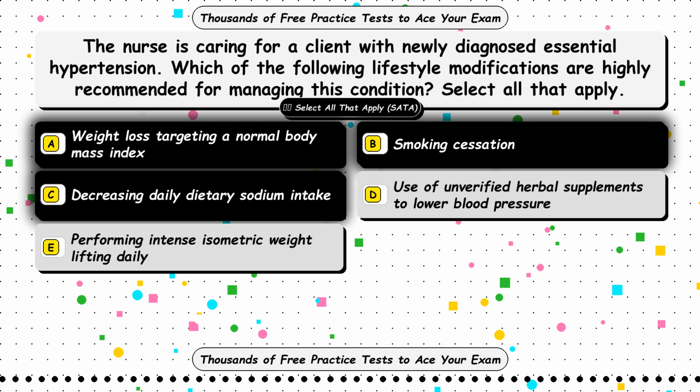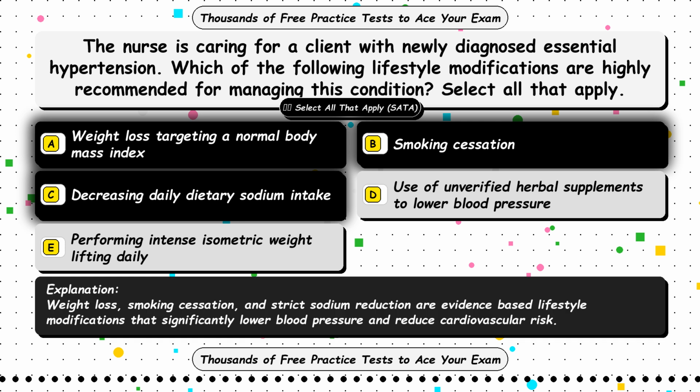The correct answers are options A and B and C, weight loss targeting a normal body mass index, smoking cessation, decreasing daily dietary sodium intake. Weight loss, smoking cessation, and strict sodium reduction are evidence-based lifestyle modifications that significantly lower blood pressure and reduce cardiovascular risk.